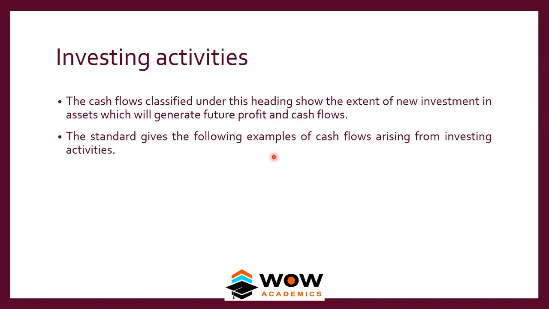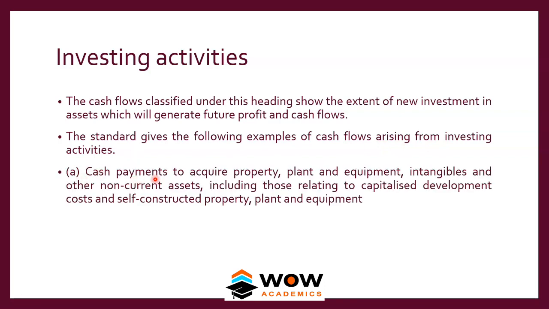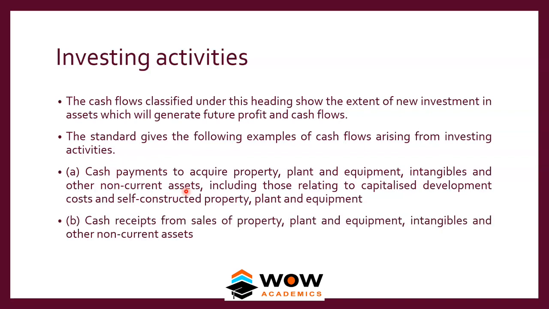The standard gives the following examples of cash flows arising from investing activities: cash payments to acquire property, plant, equipment, intangibles and other non-current assets, including those relating to capitalized development costs and self-constructed property, plant, equipment. So you could see here, it is a cash payment for the purchase or the construction of a non-current asset. The cash receipt from sale of property, plant, equipment, intangible and other non-current asset. So in a few years you could also sell these non-current assets. In those years you would be getting a cash inflow.